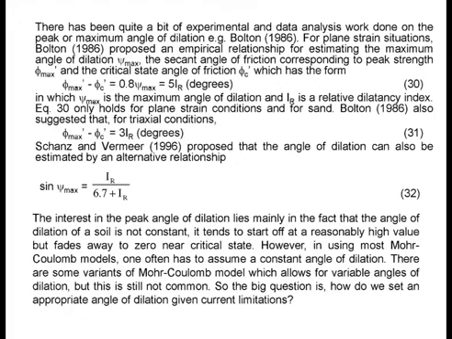Correct? You're definitely unconservative. So that essentially is what there is. And then there are other people since then. Schanz and Vermeer, basically 1996, also proposed a relation. I think this is a technical note in Geotechnique. Okay, so basically the main thing is that the peak angle of dilation is not a constant. The angle of dilation is itself not a constant. It will start off at a reasonably high value, but will fade away to zero near the critical state.